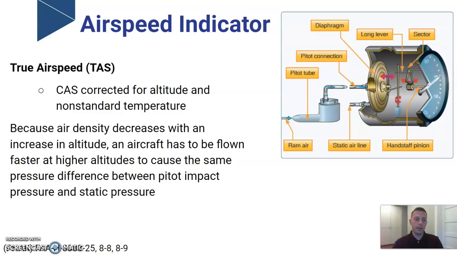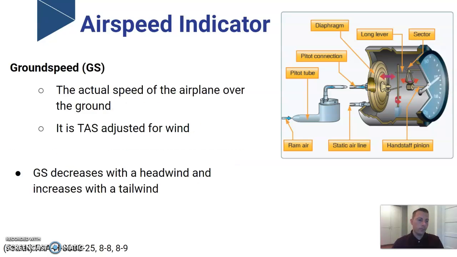True airspeed is the calibrated airspeed corrected for altitude and non-standard temperature. So because air density decreases with an increase in altitude, the aircraft has to be flown faster at higher altitudes. And then ultimately we have our ground speed, which is the actual speed of the airplane over the ground. And so it's true airspeed adjusted for wind. So true airspeed is how fast our airplane's actually flying through the air. And then if we're flying into a headwind, that's obviously going to mean our aircraft's not traveling as fast over the ground. So our ground speed is going to decrease with a headwind or increase with a tailwind.